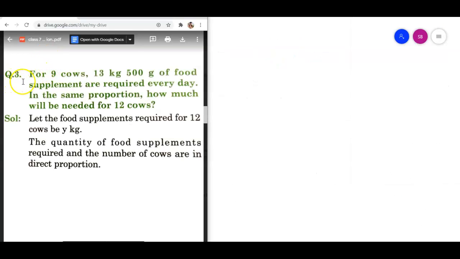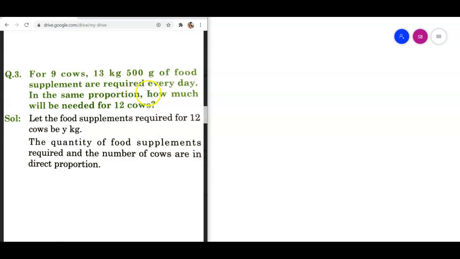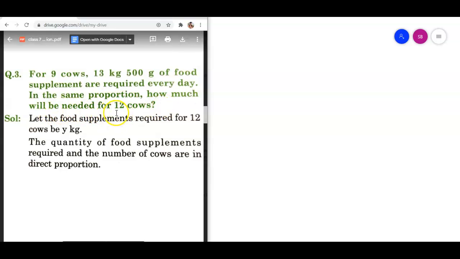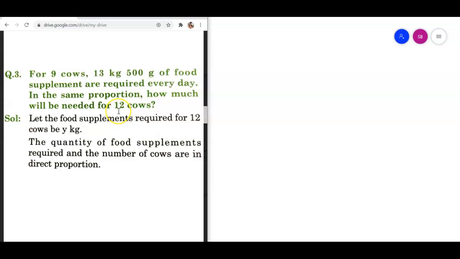So, our question number 3 is, for 9 cows, 13 kg 500 gram of food supplement is required every day. In the same proportion, how much will be needed for 12 cows? See, if the number of cows increases, the amount of food will also increase. If the number of cows decreases, the amount of food will also decrease. So again, this is an example of direct proportion.